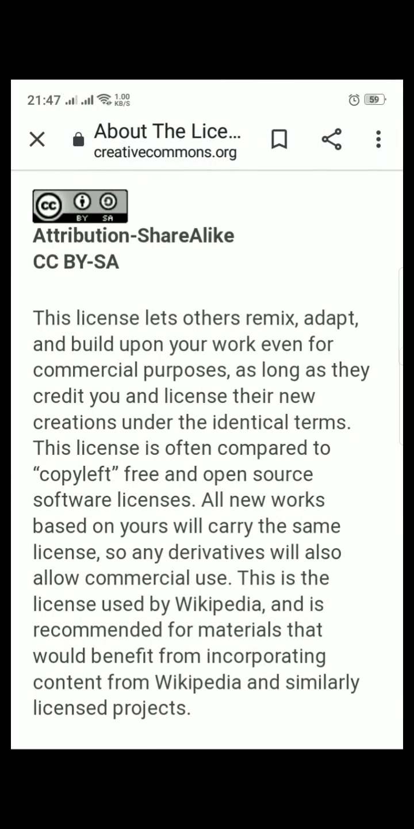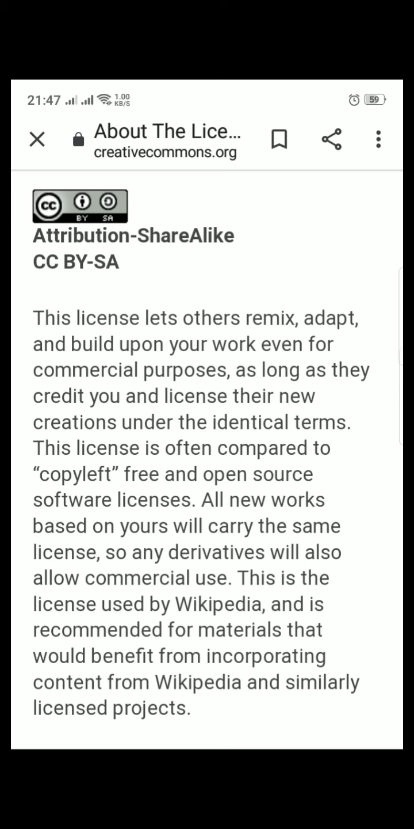The second choice you have is called Attribution Share Alike, CC BY SA. When you accept this license for your resource, it means others can remix, adapt and build upon your work even for commercial purposes. Basically, they have to use your work as it is without making many changes. They can use it even for commercial purposes.